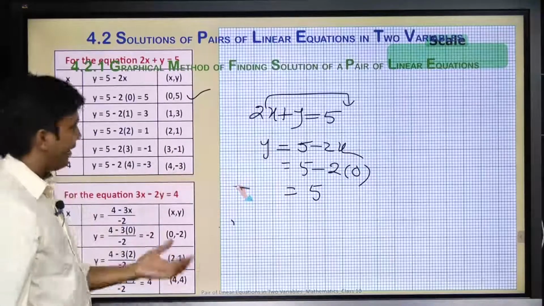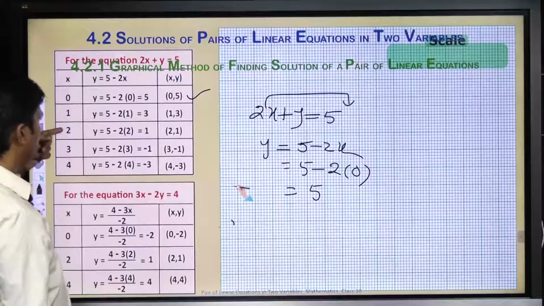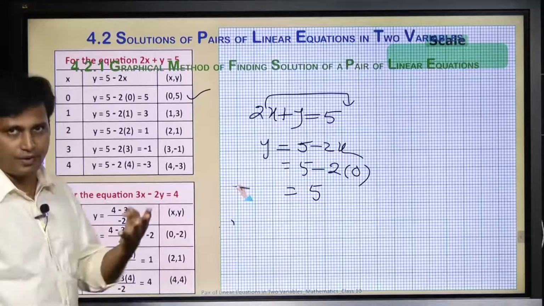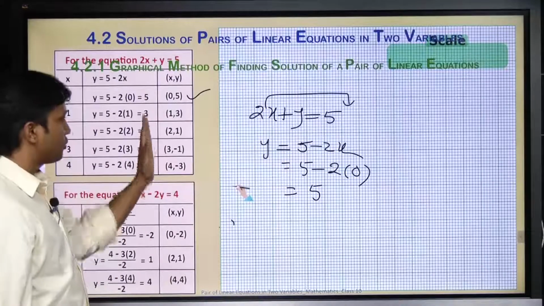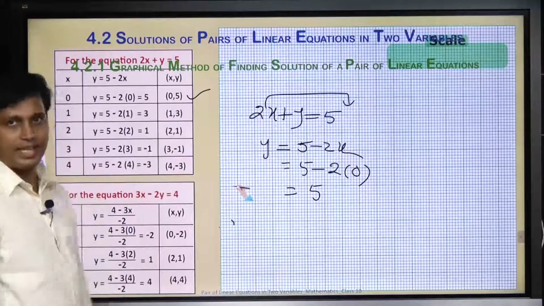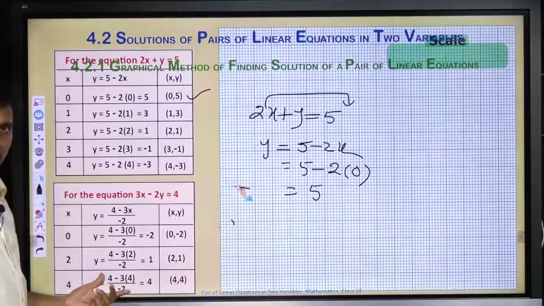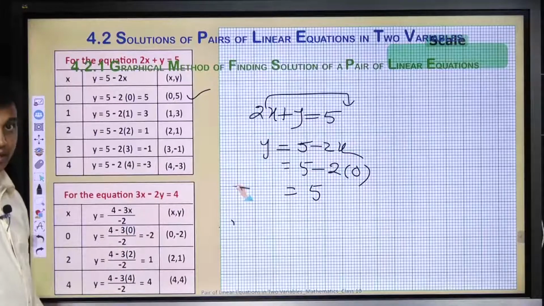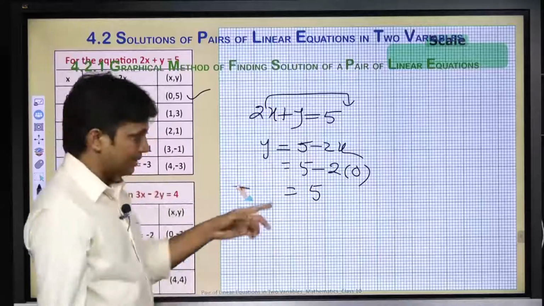In the same way, we took different values of x, like 1, 2, 3, 4. These are all the 5 values we took, and correspondingly we get the y values also. So the ordered pairs are given like this. Similarly, we solve the second equation also and obtain these ordered pairs. The ordered pairs can be represented on the graph like this. I'll show you how.